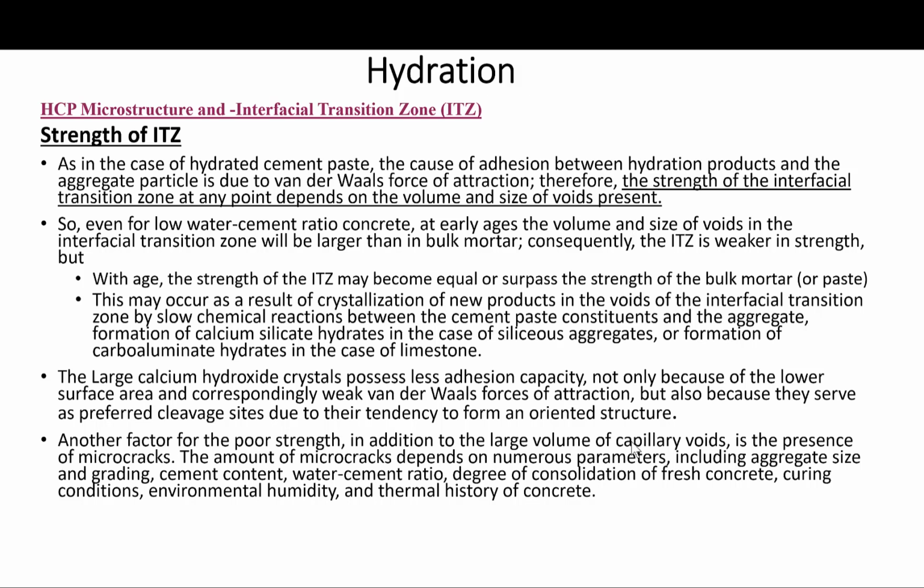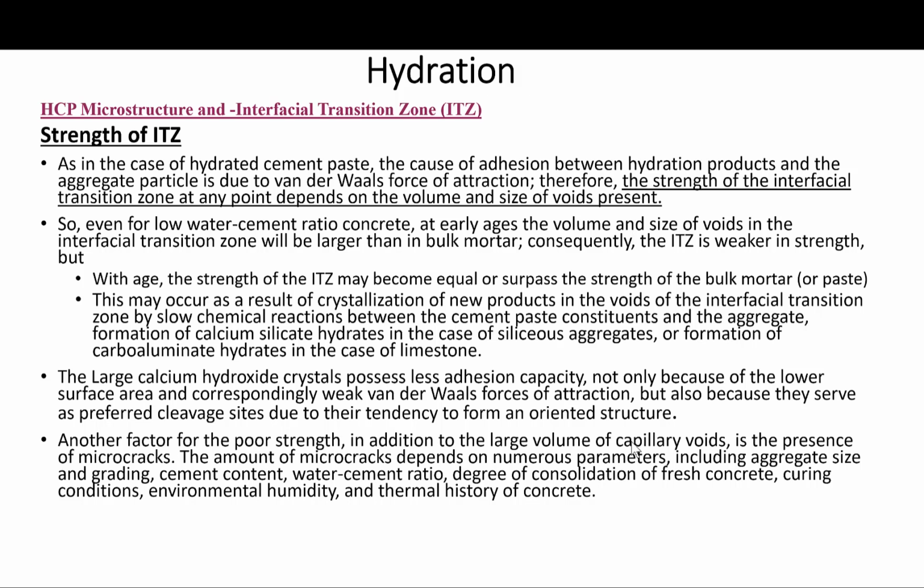However, with increasing age, the strength of the interfacial transition zone may become equal or even greater than the strength of the bulk mortar. This may occur as a result of the crystallization of new products in the voids of the interfacial zone by slow chemical reactions between the cement paste constituents and the aggregates. Basically, the formation of calcium silicate hydrates in the case of siliceous aggregates, or the formation of carboaluminate hydrates in the case of limestone aggregates.